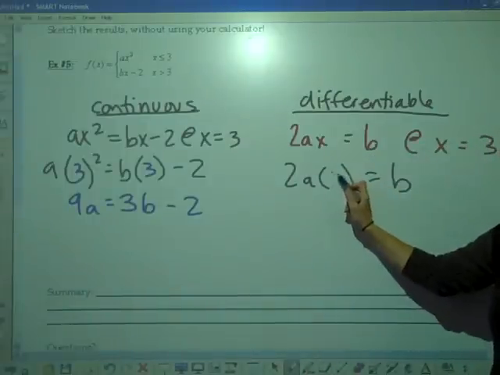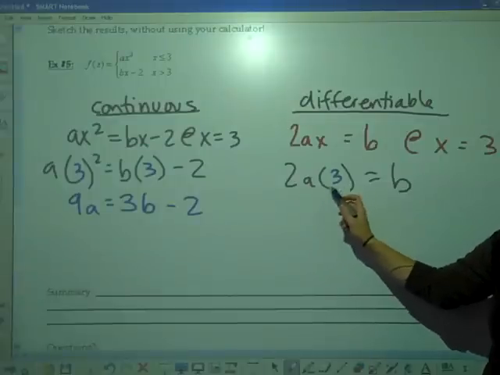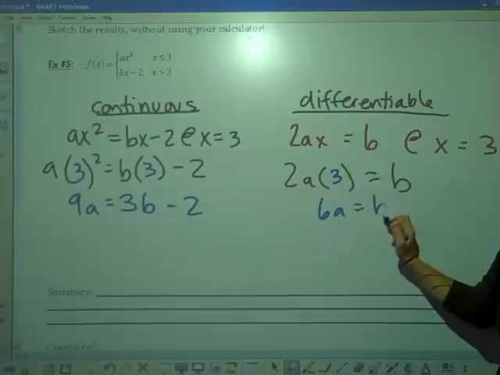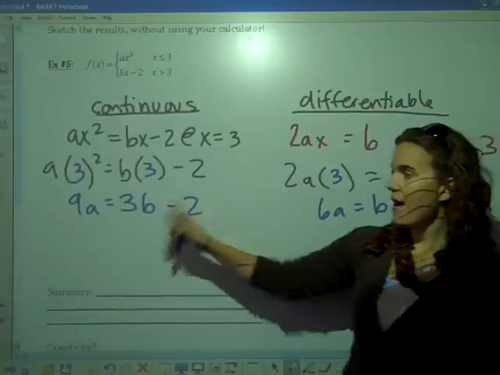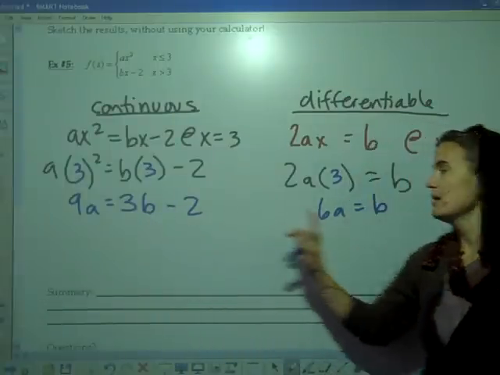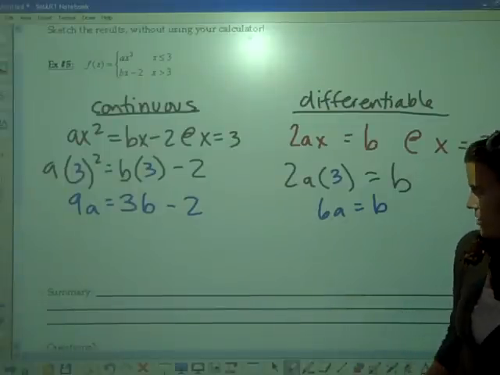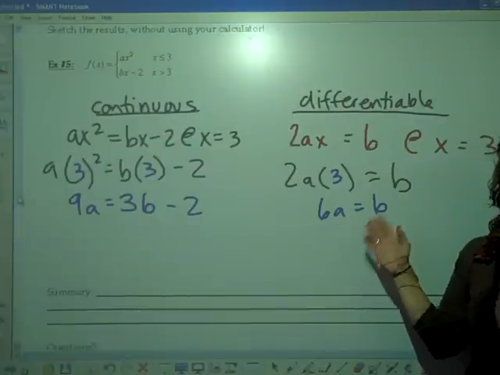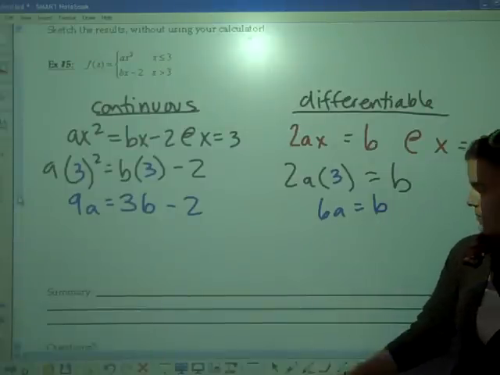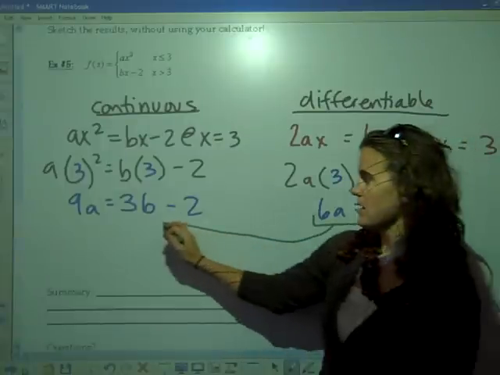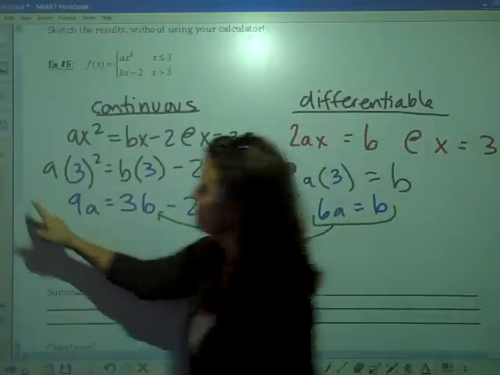So if I plug in my 3 here, I have 2a times 3 equals b. So I have 6a equals b. And basically now I have one equation with an a and a b, and another equation with an a and a b. And I can substitute in. So you could solve this for a if you'd like. I'm going to go ahead and keep this statement, that b equals 6a. And I'm going to replace that fact right here for b.